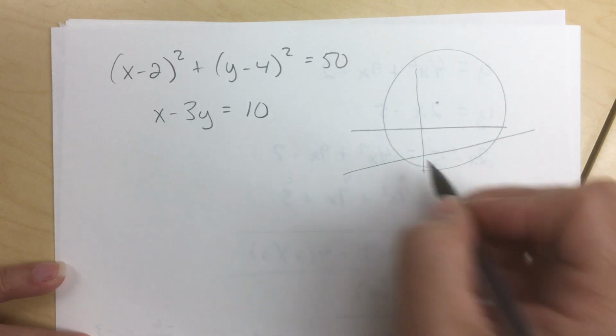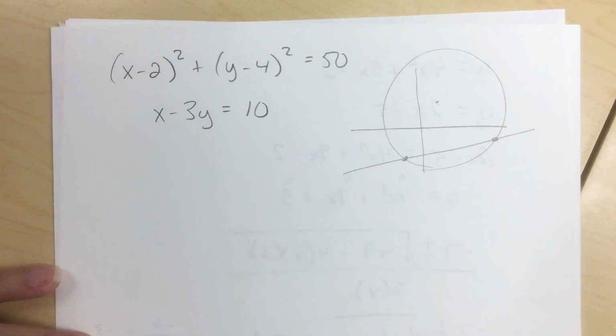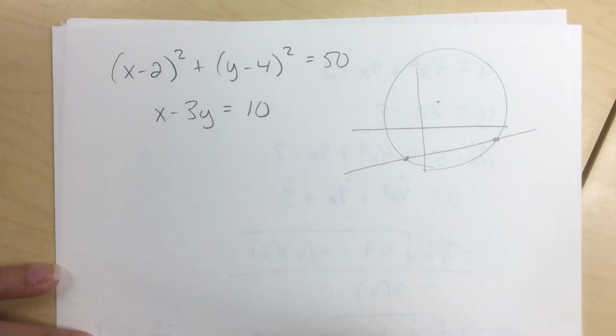And so we are looking for the intersection points right there, okay? I'm not graphing it very carefully, but it's a circle with a line through it, something like that.